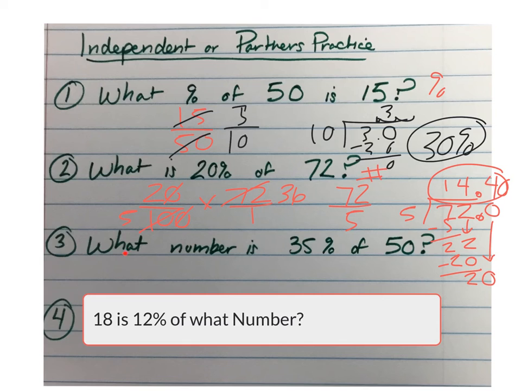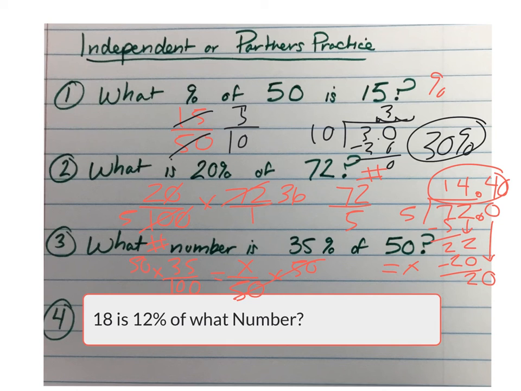I see the words what number. I know that we're going to have a number answer. Here's my problem set up. 50 is 100%, and what number is 35%? I'm going to do the opposite of dividing by 50, which is multiplying by 50 to both sides. These cancel out. Now I just have x, and I'm going to find my answer by doing this side.